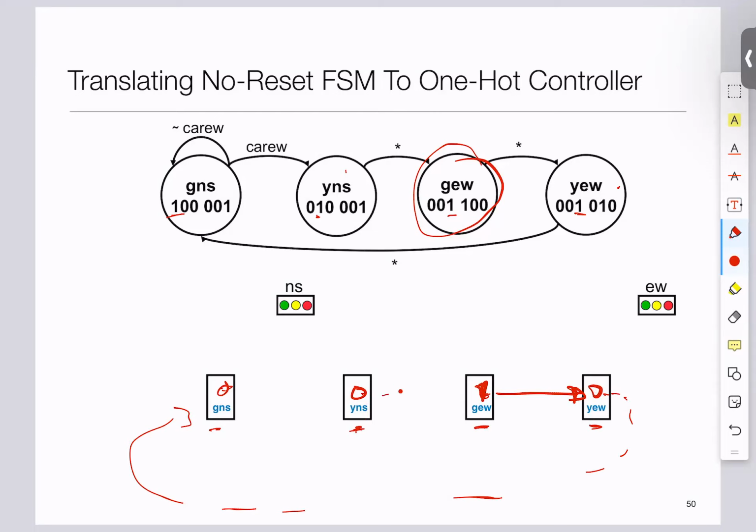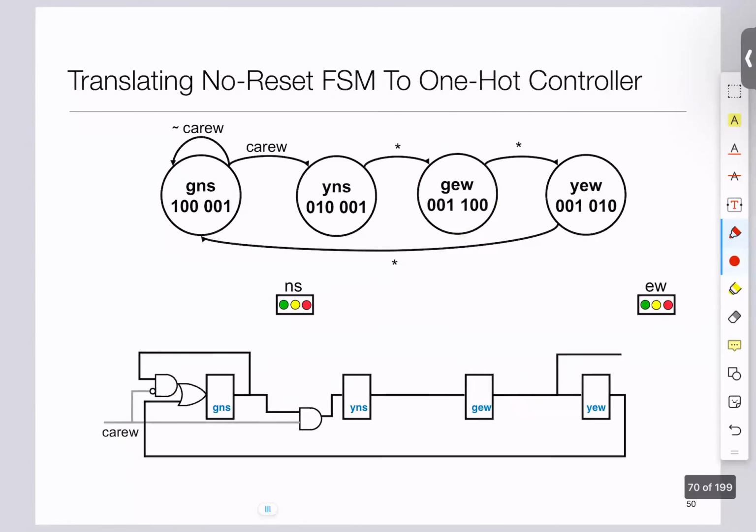If I was in YNS, it will move like this. And if I was in GNS, I'll move to YNS, but again, with a little bit of complexity. So there is some rough strategy emerging that in a clock tick, I'm going to take the output of one flip-flop and affect the output of the neighboring flip-flop. So let's see how it works out. So if I am in GW, I always go to YEW. If I'm in YNS, I always go to GEW.